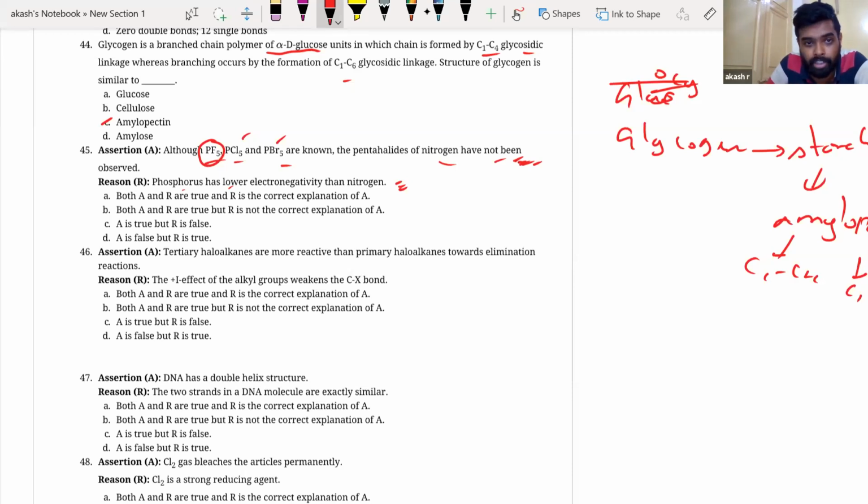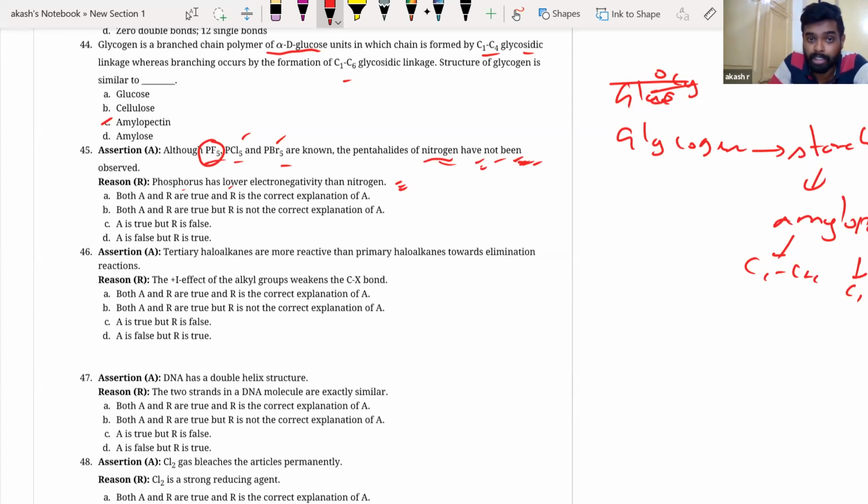Nitrogen cannot expand its octet. That means it can have a maximum of 8 electrons in the valence shell. But phosphorus has d orbitals, so it can involve more than 8 electrons in the valence shell. Right? So definitely the assertion is correct, but the reason is wrong.